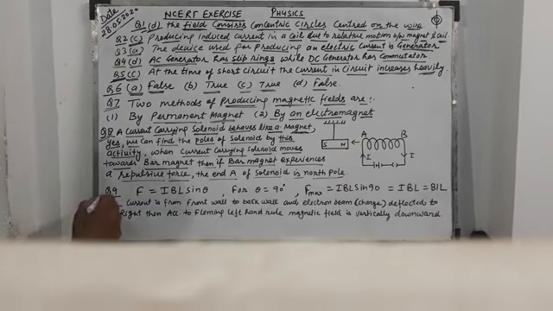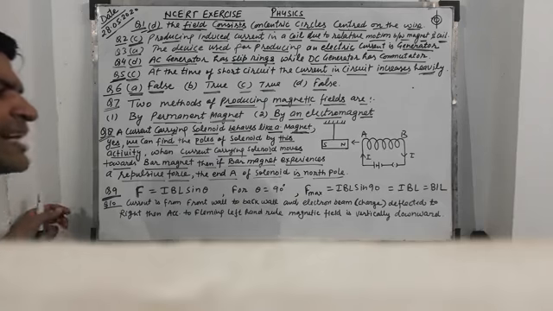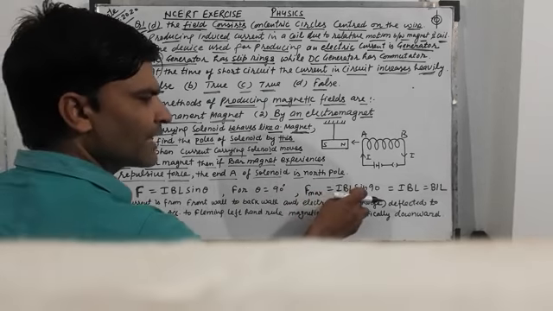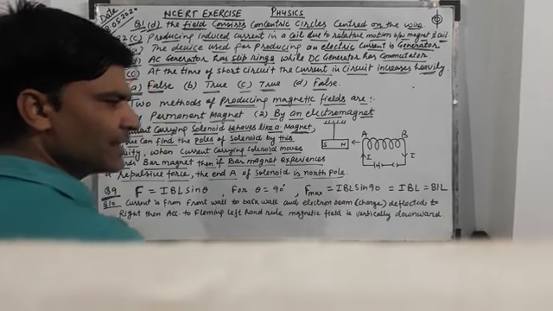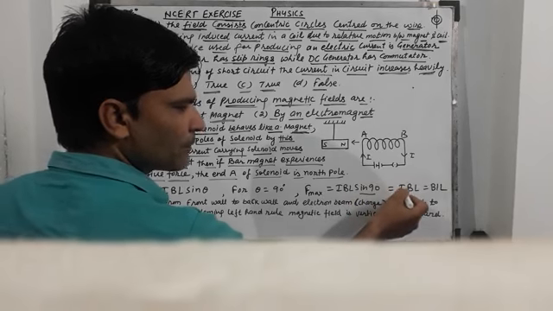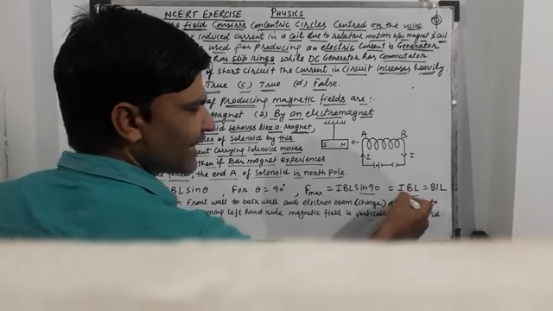Now in question number 9, the question is asking at what position the magnetic force is maximum. So for theta equal to 90 degrees, we get F maximum equal to IBL sin 90. Sin 90 is 1. So F maximum is equal to IBL.